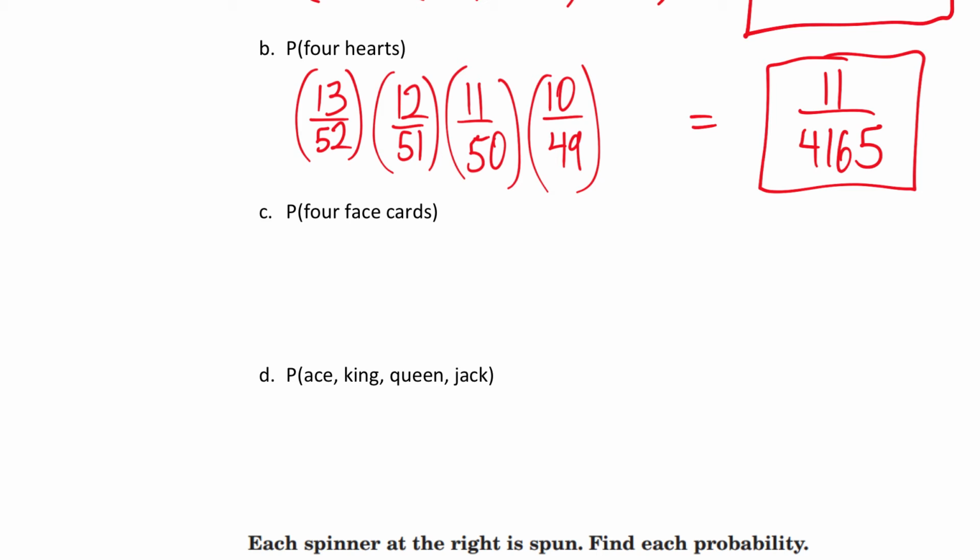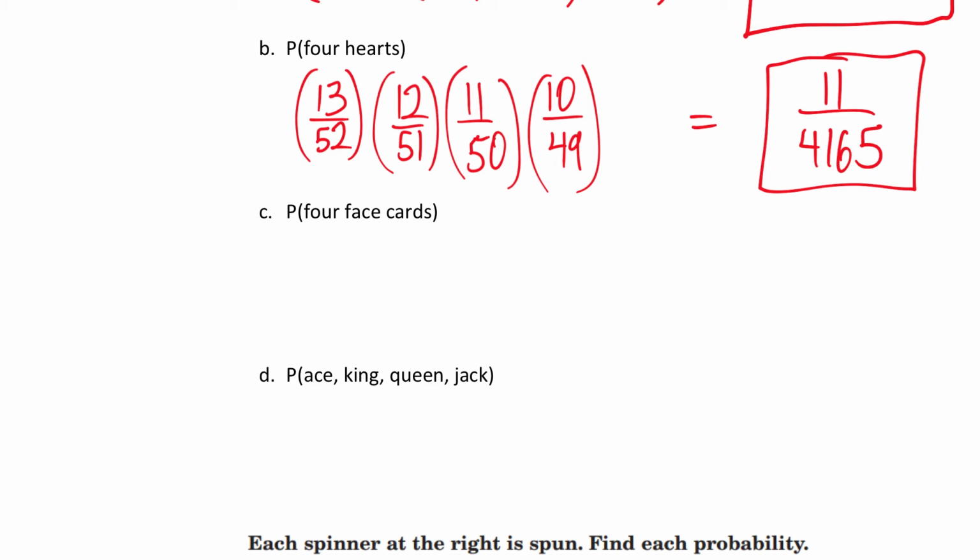Now let's think about this. How many face cards are in a standard deck of cards? 12. Okay, good. Because how many face cards are there per suit? 3. There's a king, queen, and jack. Like there's a king, queen, and jack of hearts. There's a king, queen, and jack of diamonds. There's a king, queen, and jack of spades. And a king, queen, and jack of clubs. So 3, 3, 3, 3.